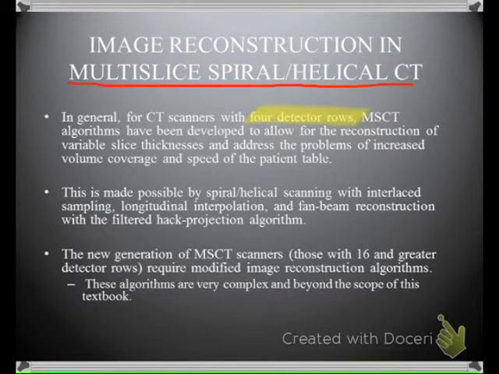This is made possible by the spiral helical scanning with interlaced sampling, longitudinal interpolation, and fan beam reconstruction with the filter back projection algorithm. The new generation of multi-slice CT scanners, those with 16 and greater detector rows, require modified image reconstruction algorithms. However, the book is very forthcoming, and we see that these algorithms are so advanced that they even extend beyond the scope of this book.